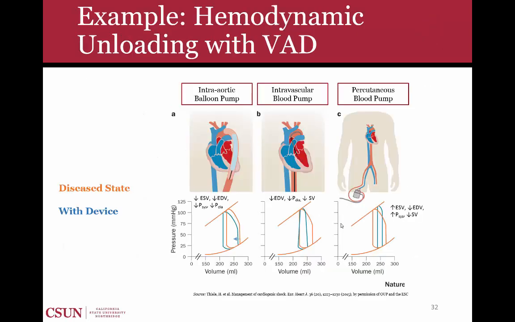Okay, this is part of a paper by Thiel where they study 3 different types of blood pumps, seeing how they affect the pressure volume loops for the patient. So the green lines are the pressure volume loops corresponding to the disease state of the person. The blue lines are showing you how exactly the device, once it's implemented in the patient, affects the pressure volume loop.